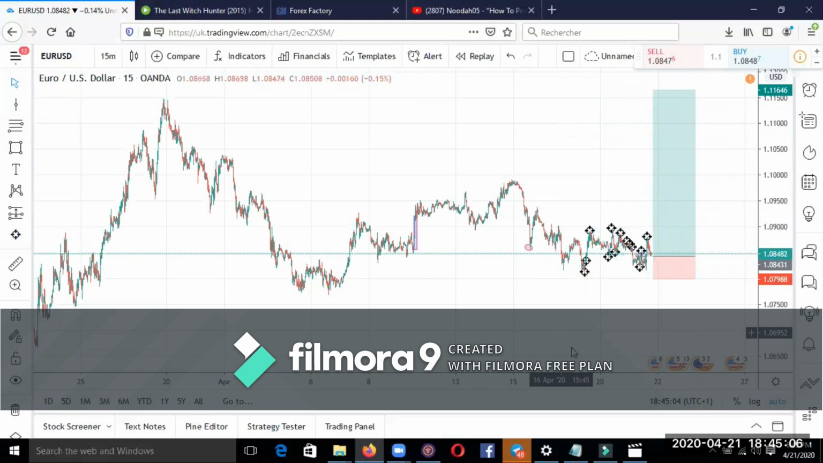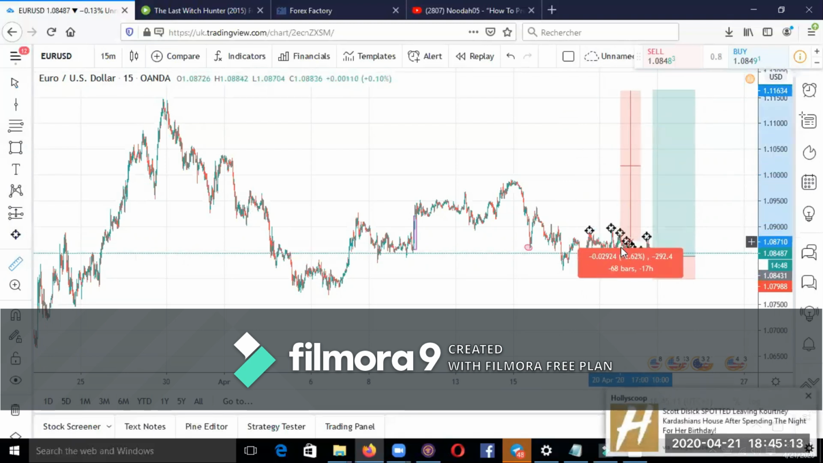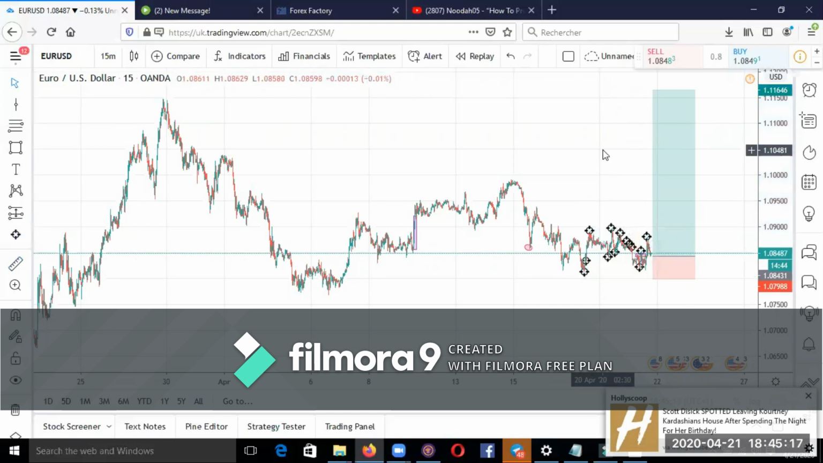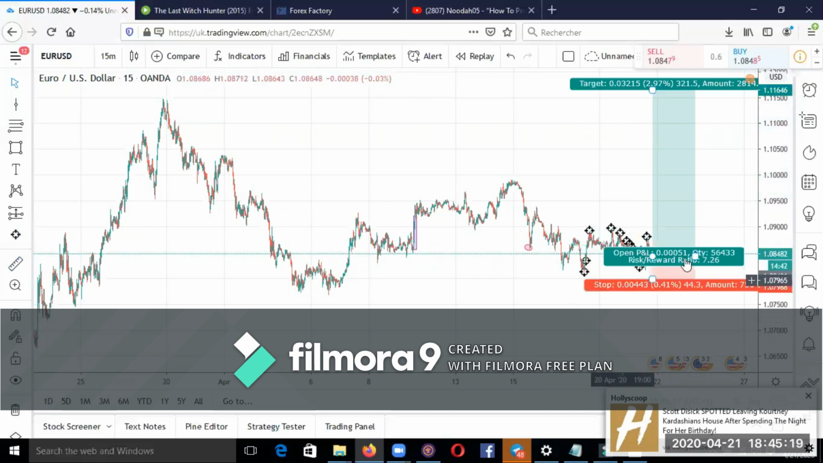With this type of swing position, my take profit should be, I think, 200 to 300 pips, right? Just one trade is good enough for the week. You can just take this trade and boom.